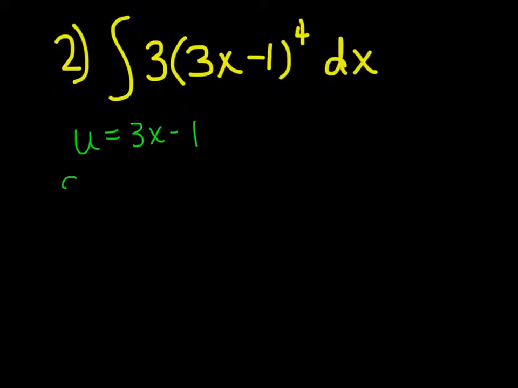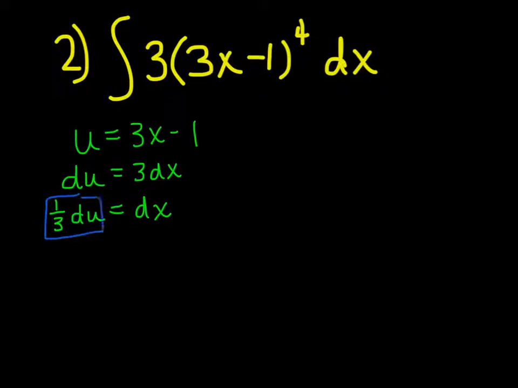Next step is to take the derivative. So du equals 3 dx. Next step is to solve for dx. So 1/3 du, or du over 3, either way, equals dx. Once we have dx by itself, we're ready to start the substituting. I'm going to try to do both substitutions in the same step. I'm going to substitute the 1/3 du in for dx, and I'm going to substitute my u in for 3x minus 1. So what's that going to look like?